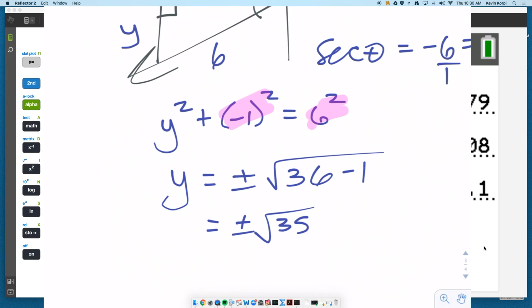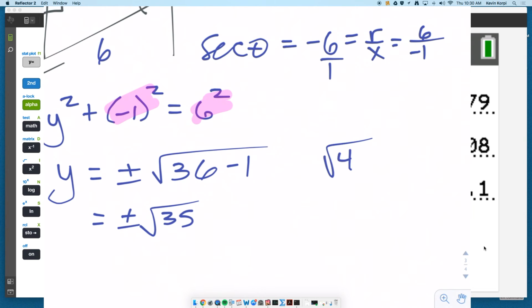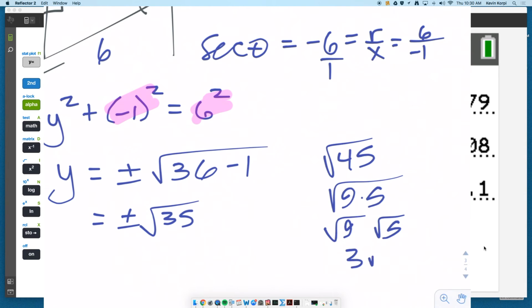So tomorrow on the retest, if you end up with something like the square root of 45, I would expect you to simplify it. That's the same thing as 9 times 5, which is the square root of 9 times the square root of 5, which is 3 square root of 5. But 35 is 7 times 5, both of which are prime.